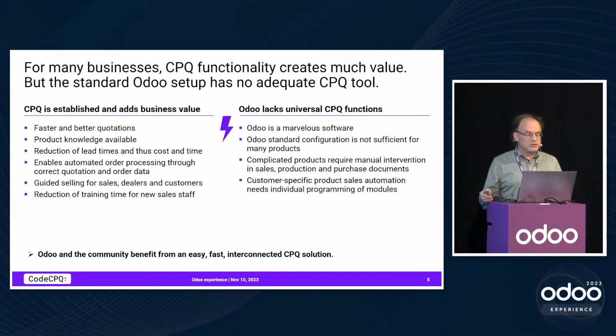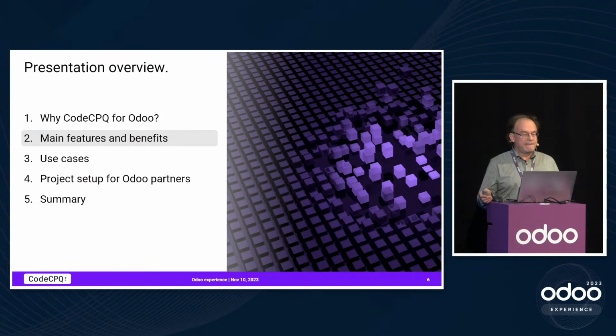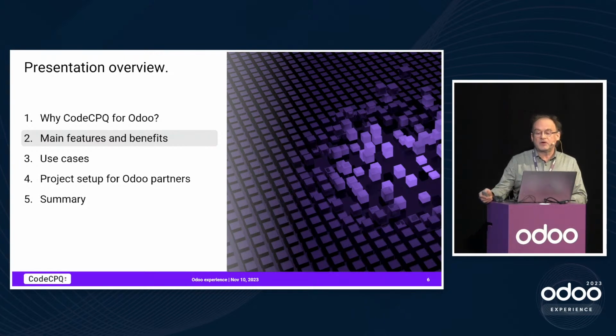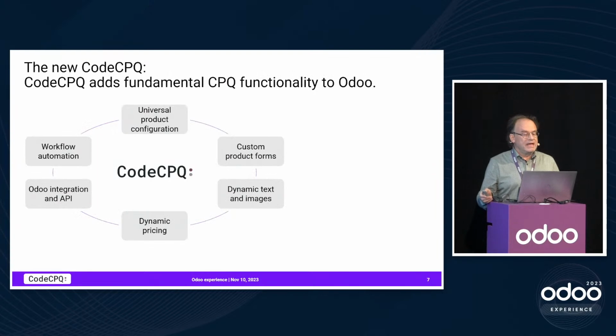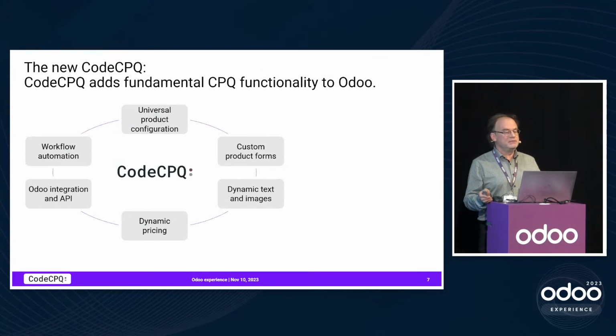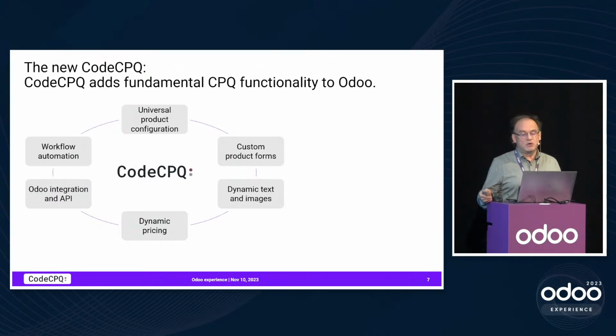Our new module, CodeCPQ, has closed this gap for Odoo and even added more features to the classical CPQ, such as design, production, purchasing, and invoicing. Let's have a look at the main functionality of CodeCPQ and how the Odoo ERP can profit from it. I would like to introduce the main features of CodeCPQ and show how some of them work.